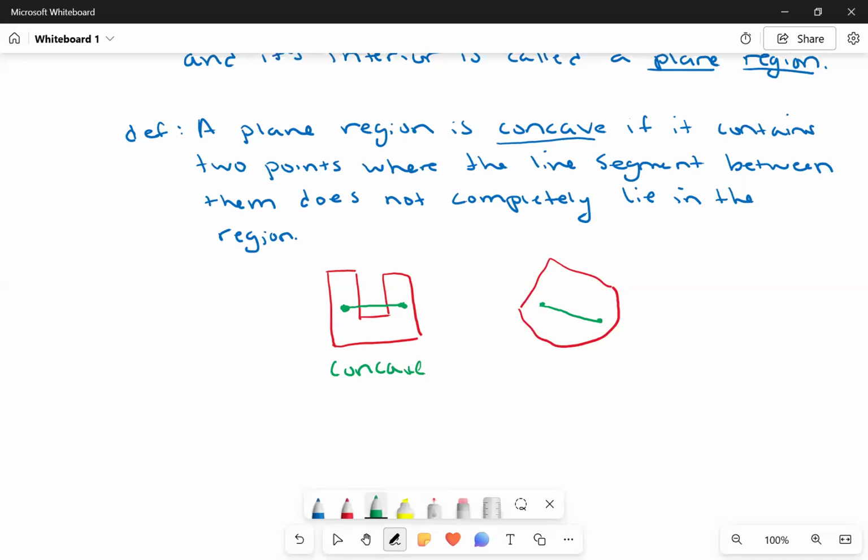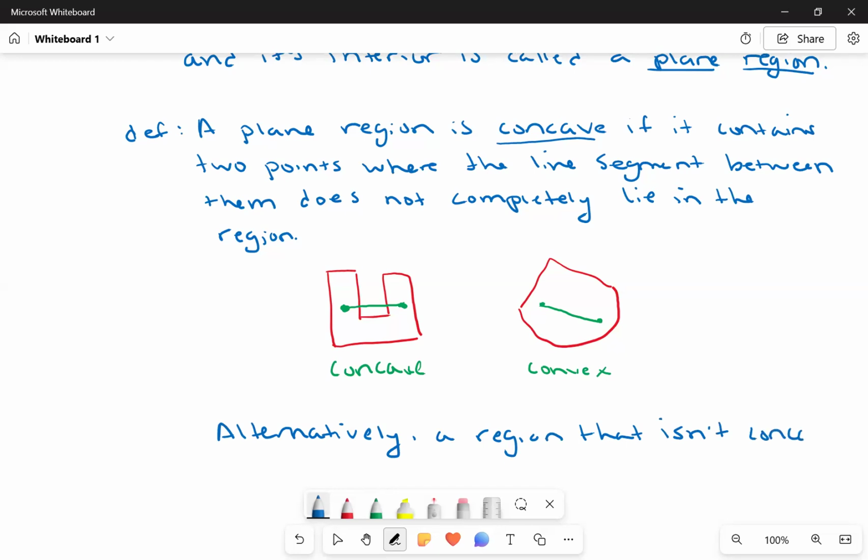They call this convex. So convex is basically something that isn't concave. Alternatively, a region that isn't concave is called convex.